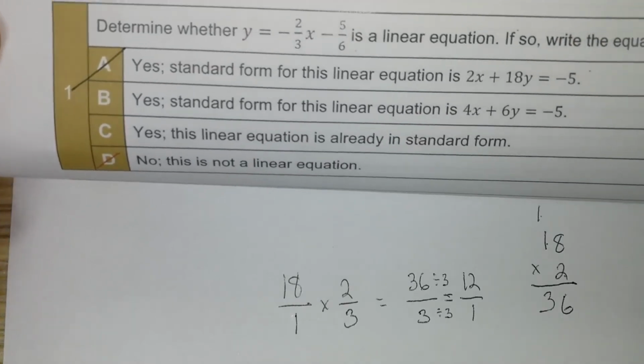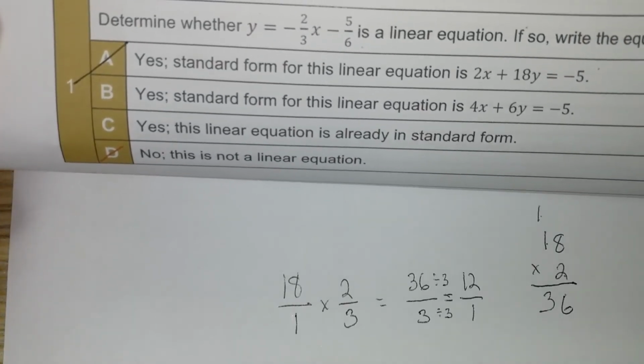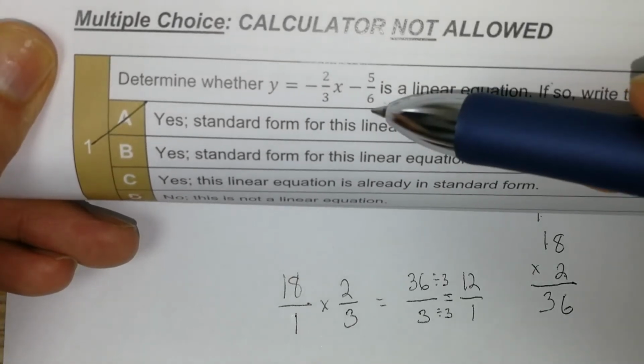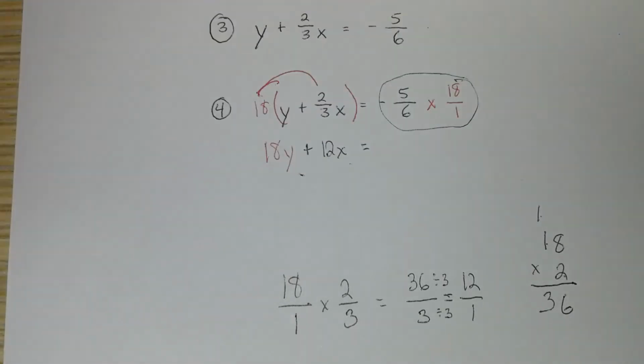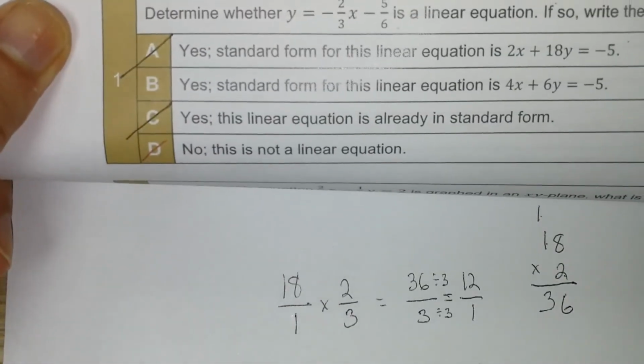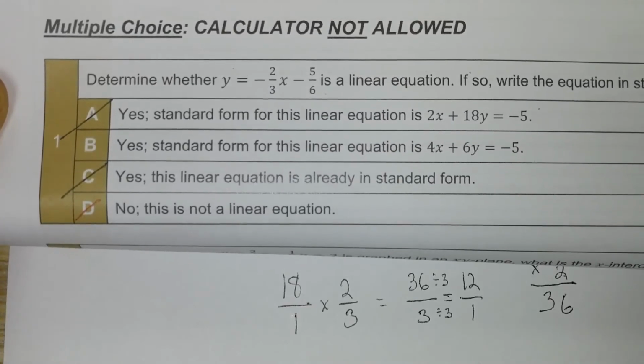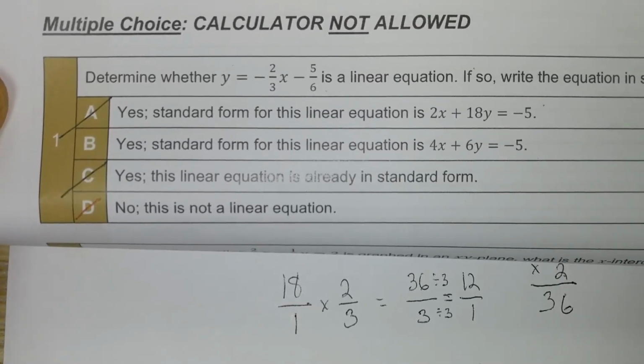C, I didn't really talk about C. Yes, this linear equation is already in standard form. Well, it's not. It's in slope-intercept form. So I'm going to also cross out C. So really, you could just say, well, I crossed out all the answers that I know are wrong, and I only have one left, and that answer choice is B. So my correct answer is B.